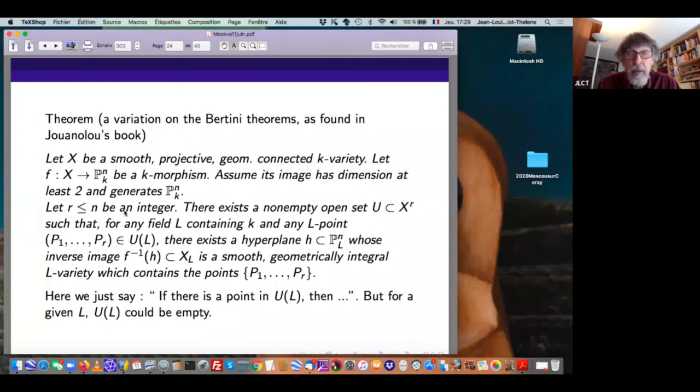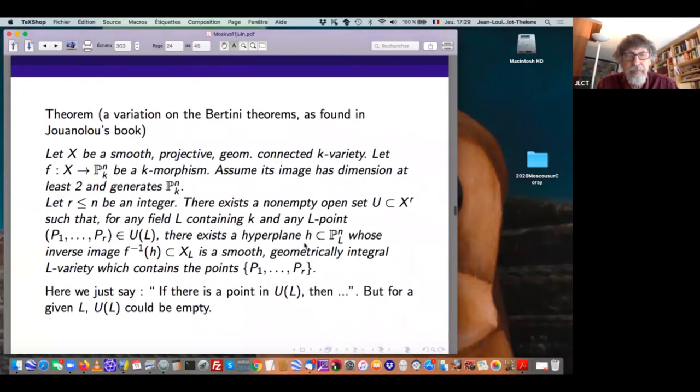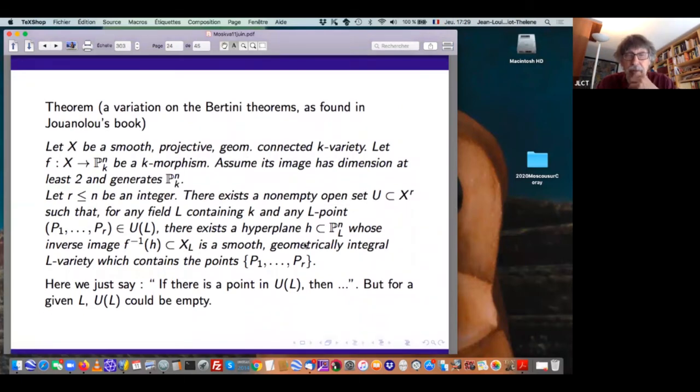So for example, if you take P2 and the identity of P2 to P2, and you take R to be at most 2, if you take two rational points, well, you can find a smooth curve through these 2 points. But that's a very trivial case. Okay? So the point here is that I never assume that X has a rational point in this statement. You see? So the statement is that you have some open set, and if you go over to some field where there is an L point, then you can apply your result at the level of L. Okay? So that's a statement about families of rational points.